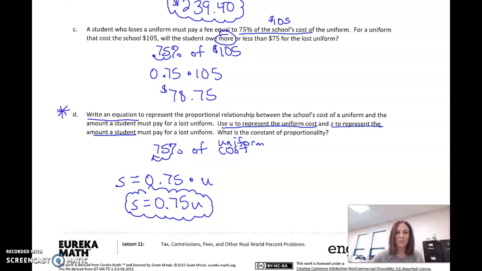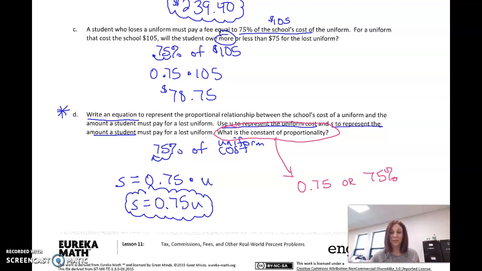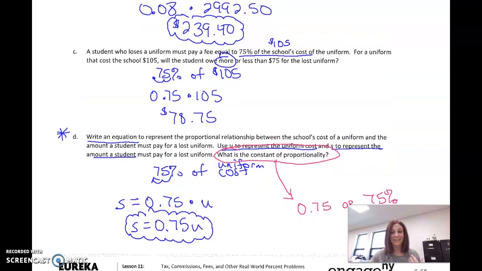Now the last thing says, what is the constant of proportionality? The constant of proportionality is the number we're multiplying by. So the constant of proportionality is 0.75, or you could say 75%, because they're paying 75% of the cost. All right, so a lot of times being able to write an equation and proportional relationship can help us find in percent problems the price that we're going to need to pay or the percentage of the price we're going to need to pay.